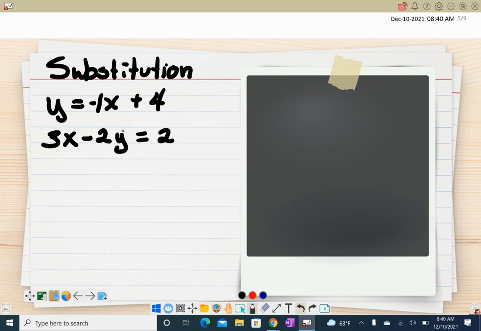Instead of the y being on the end, the y is in the middle, but it's still that same y. So I'm going to say 3x minus 2, empty parentheses, equals 2. What did I leave out of this equation? I left out that y. Why did I leave it out? Because I'm going to sub in negative 1x plus 4.